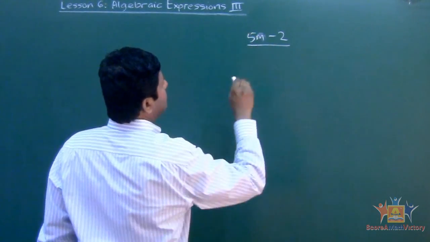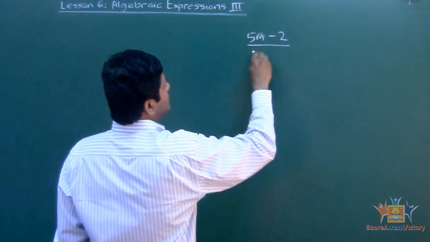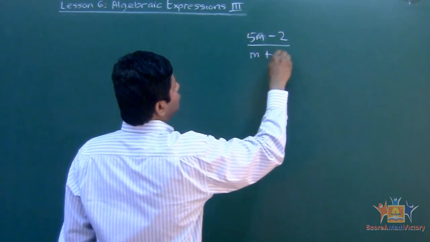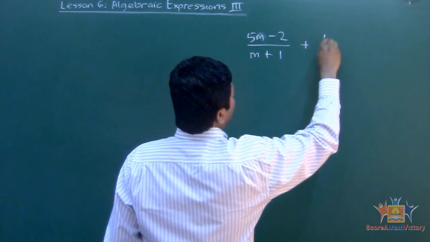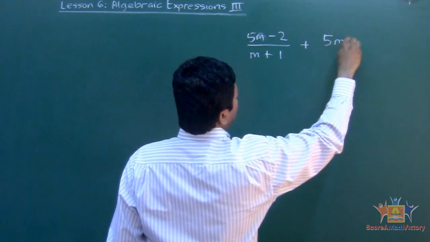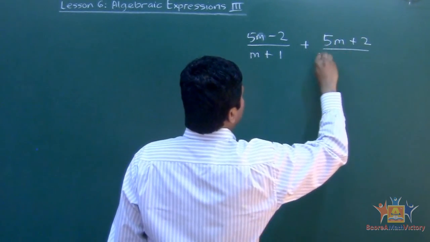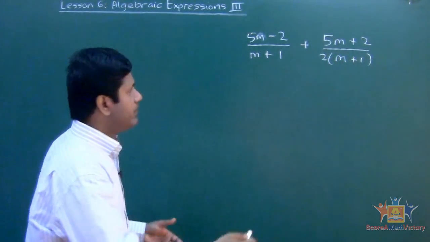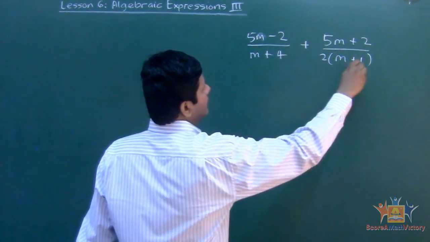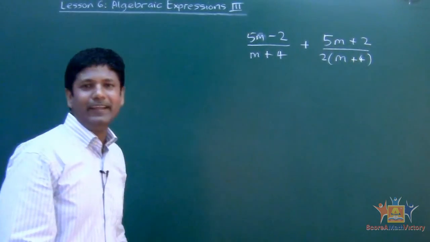So 5m minus 2 over, let's say Mr. Mac said m plus 1, and then let's say plus 5m plus 2 over 2 times m plus 1. All right, or maybe because Mr. Mac has been doing plus 1 all the time, let's put plus 4. Doesn't matter, okay? It's just random.